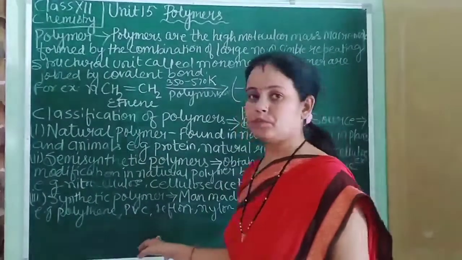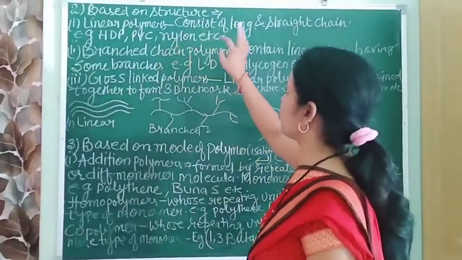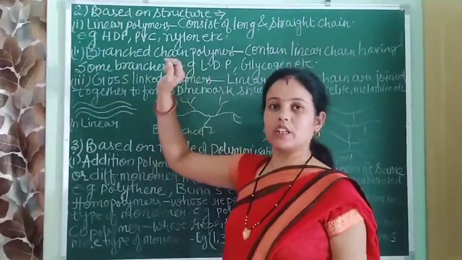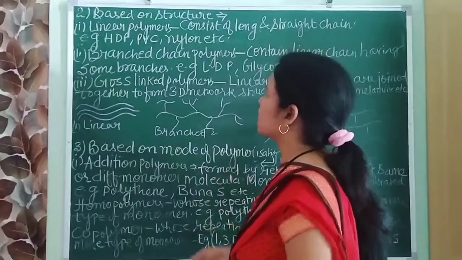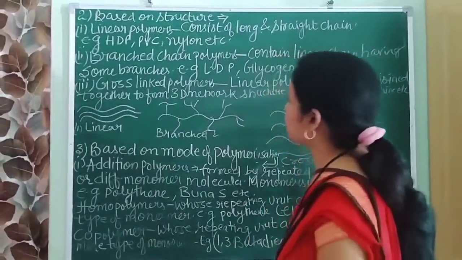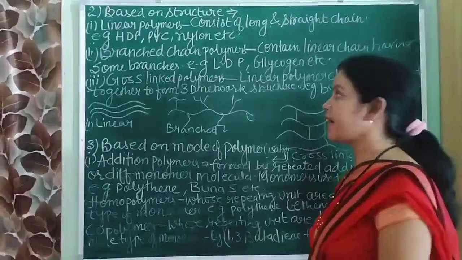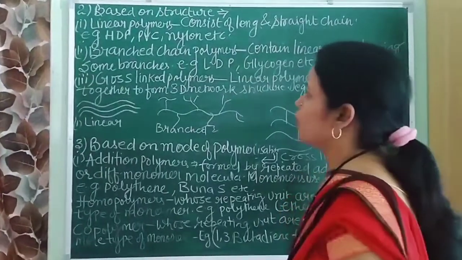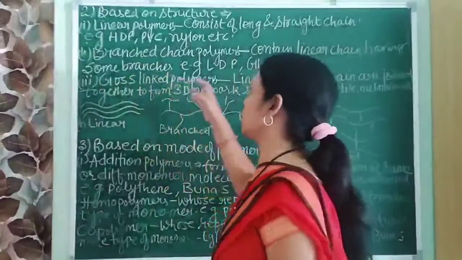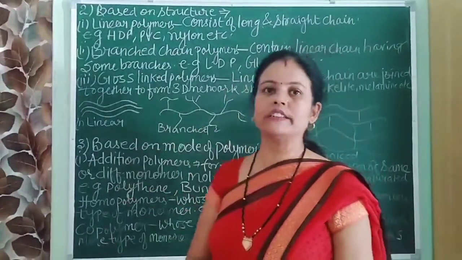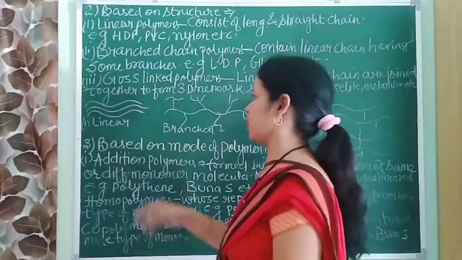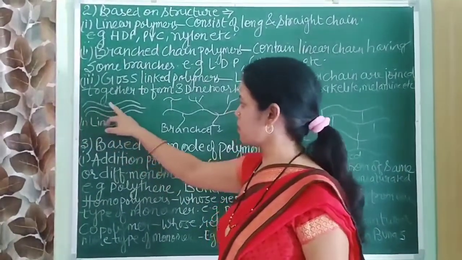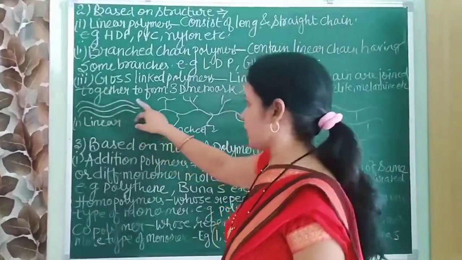Now we will see classification based on structure. Based on the structure, polymers are of three types. First one is linear polymers. Linear polymers consist of long and straight chains. For example, high density polythene, polyvinyl chloride, nylon, etc. These are the examples of linear polymers. See here, simply a linear chain structure.